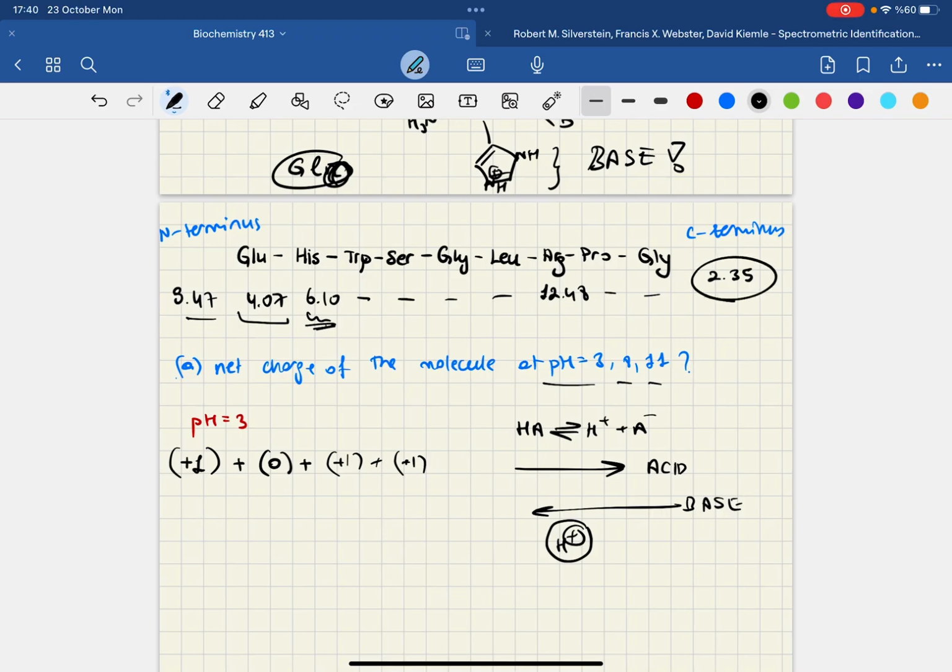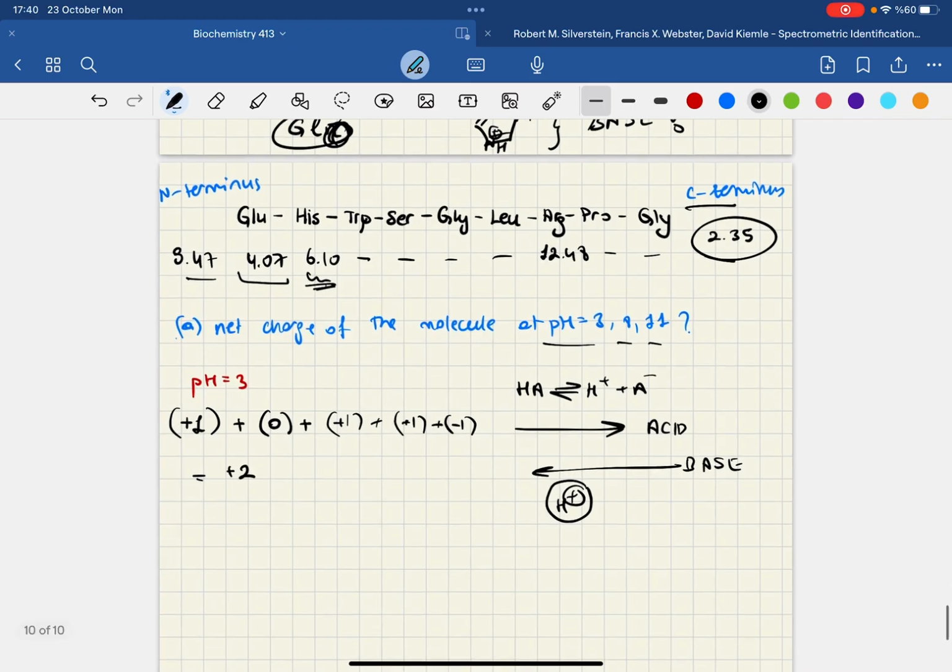And here the C terminus means carboxylic acid, so it's acid. All right, and then its pKa is 2.35, which means that it's really acidic. Even though the pH of the matrix is 3, C terminus tells that it's really acidic, so it will give out a proton, making it negatively charged. So what do we have at hand? We will have +2 as our answer. So what is the case in pH equal to 8?